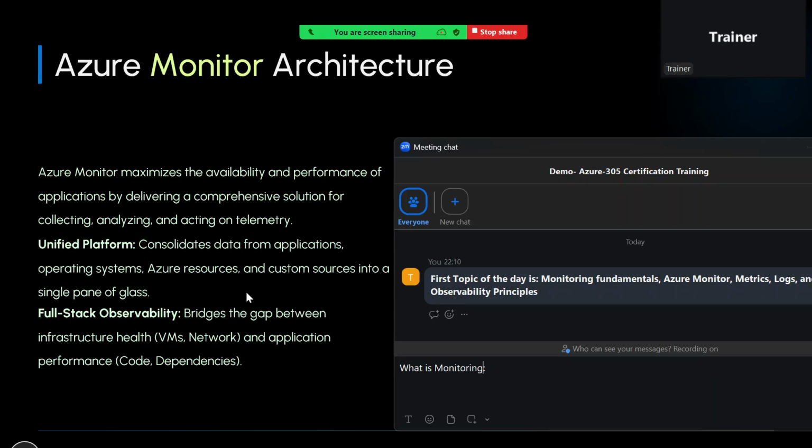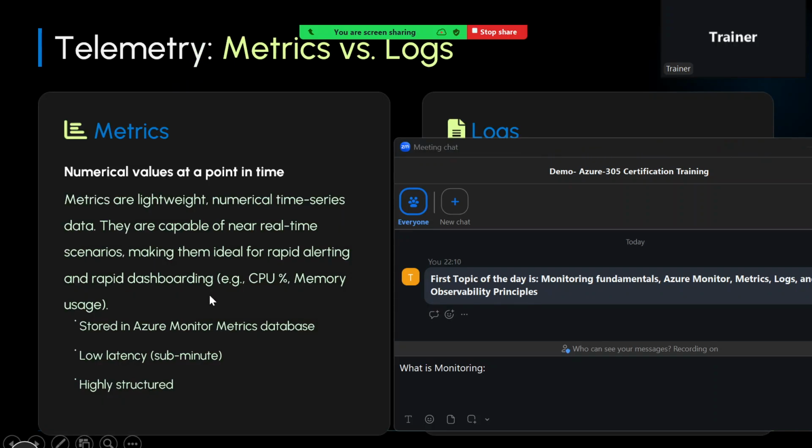And what is observability? It is one of the most important modern concepts. Observability is understanding why something happened. Monitoring tells us something is wrong, and observability tells us why it is wrong.